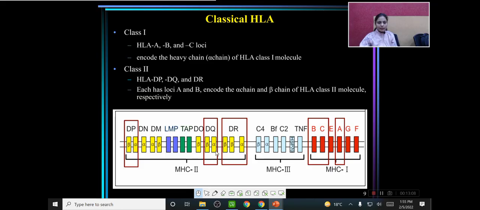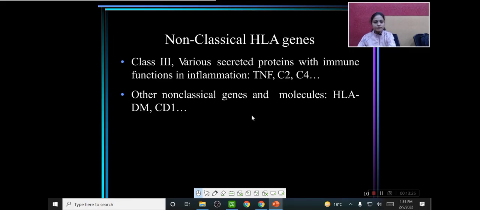See, all having the alpha and beta regions, right? So both have the loci of A and B, and these encode the alpha chain and beta chain of the HLA class 2 molecule respectively. Clear? Class 3: various secreted proteins with immune function in inflammation, that is TNF, complement factor C2, complement factor C4. So the main function of class 3 is the secretion of proteins which help in inflammation, and other non-classical genes and molecules, that is HLA-E and CD1.